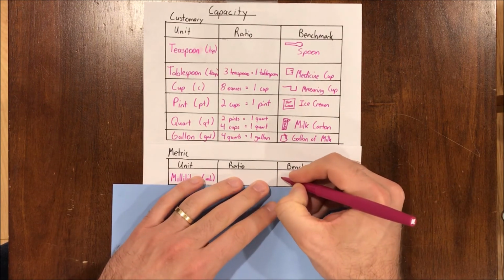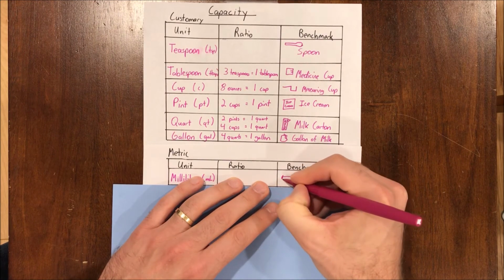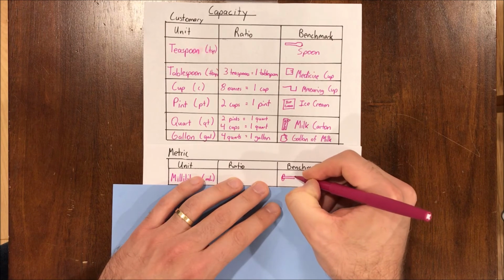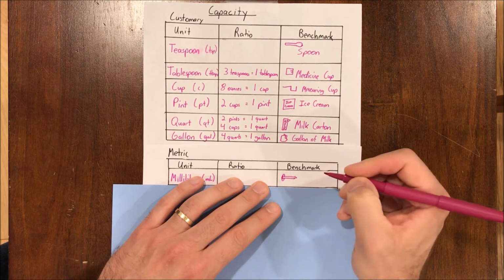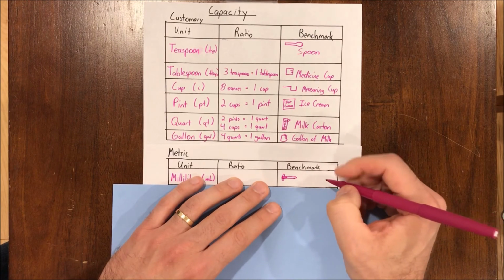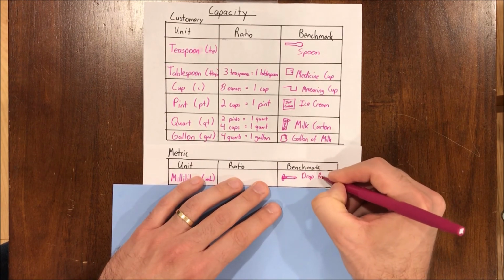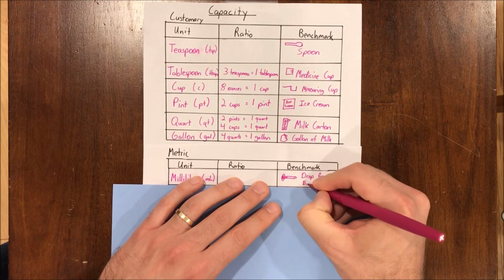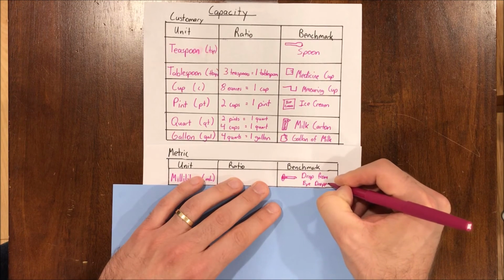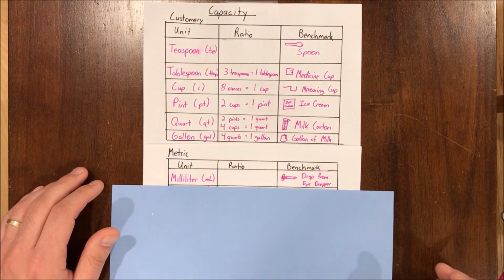Great, so I'm going to draw, let's see, it's kind of like a syringe or an eyedropper, however you want to think of it, right? And then, so we have drop from eyedropper. So go ahead and you can say drop, milliliter. You say it.